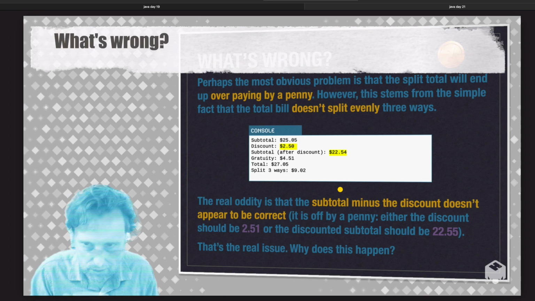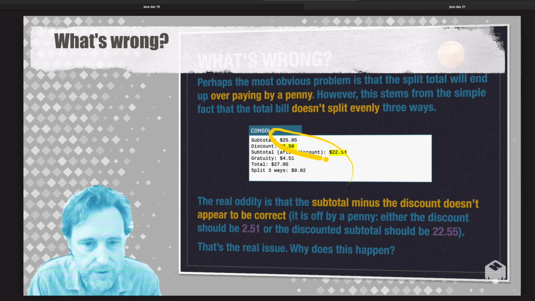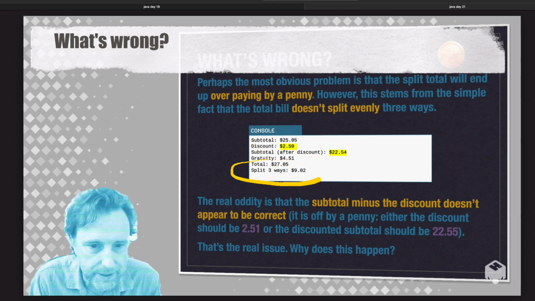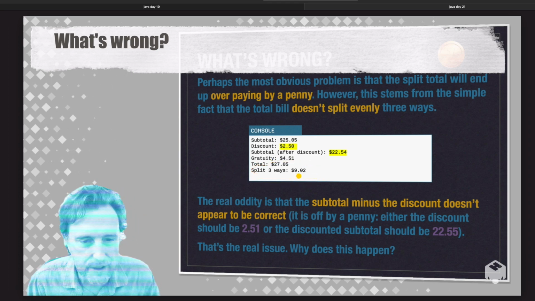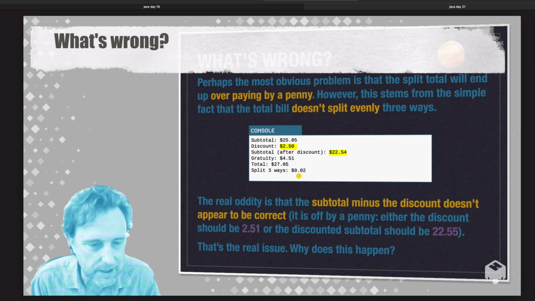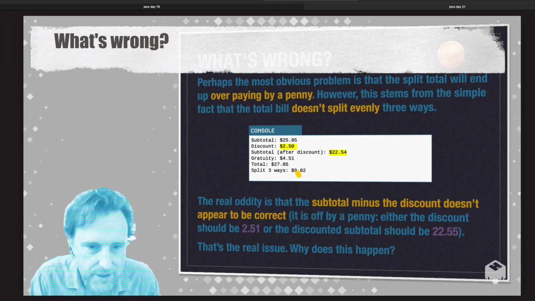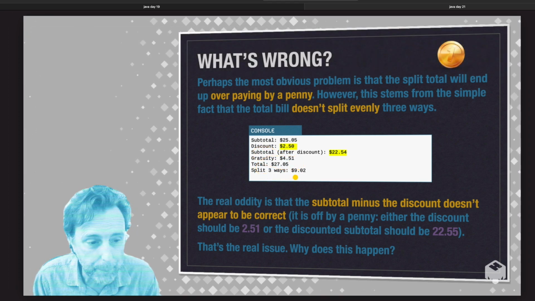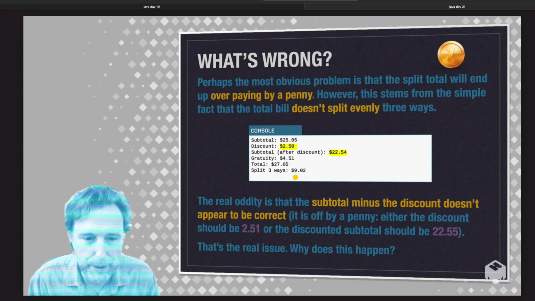But what's wrong? I don't know what jumps out at you, but I highlighted two of the ones that I want to focus on, although most people seem to look at this three-way split and go, wait a minute, I can even tell it shouldn't be $9.02. If I multiply that back by 3, I don't get 27.05. I get 27.06. I'd be overpaying by a penny, and that's a problem to some people.